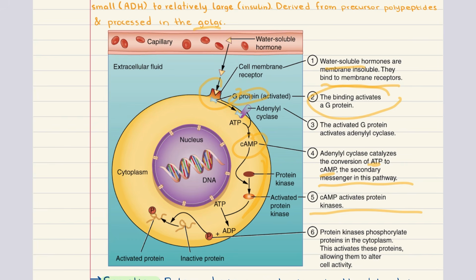For example, protein kinase A may phosphorylate transcription factors like CREB proteins. CREB stands for cyclic AMP response element binding protein. These then go on to modify the expression of specific genes in the nucleus. So this entire pathway is a great example of a signaling cascade where a single hormone molecule can set off a chain reaction inside the cell.